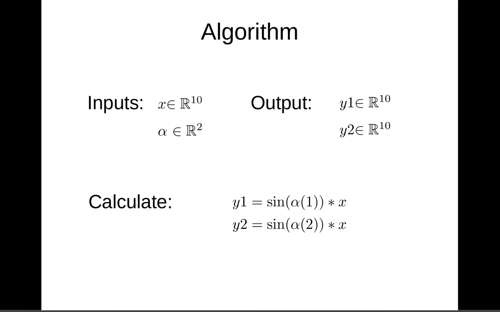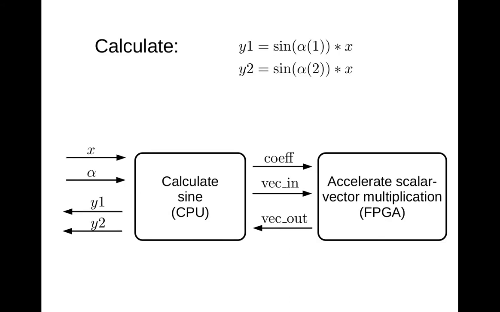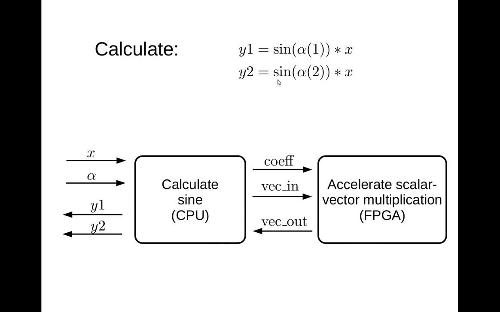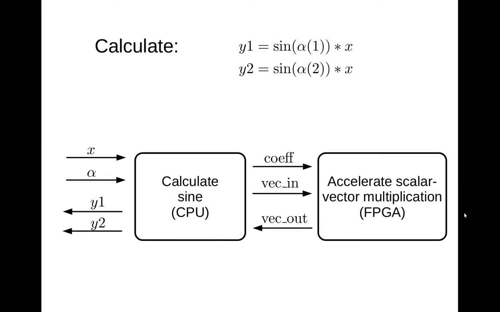So this is what we call heterogeneous implementation, and we will do this splitting in the following way. We will put calculating sine on CPU, and then we will accelerate scalar vector product on FPGA. The reason why we do this is because sine operation is not well mapped on FPGA. In other words, sine operation requires a lot more resources compared to other operations like addition or multiplication.